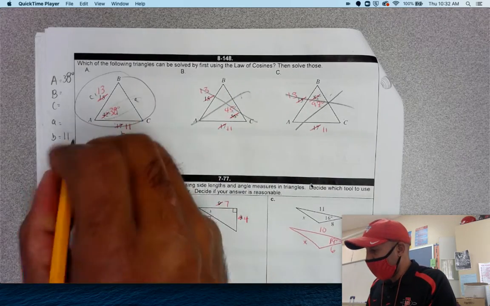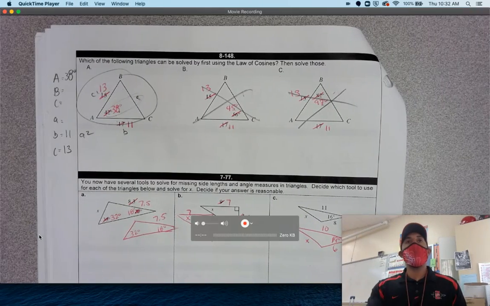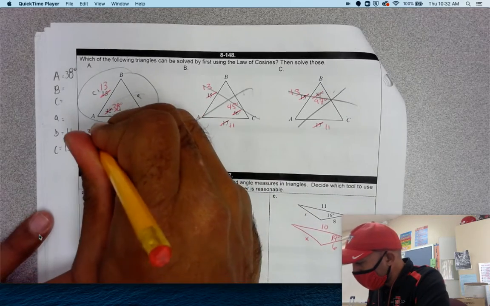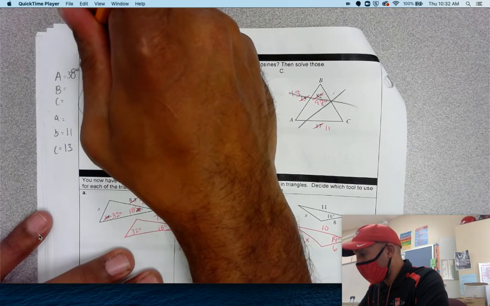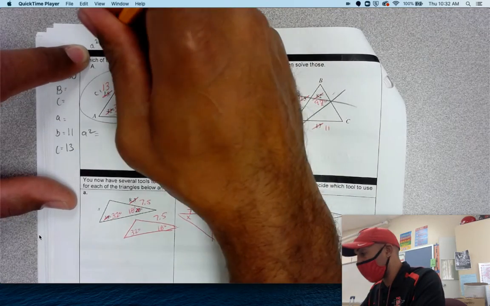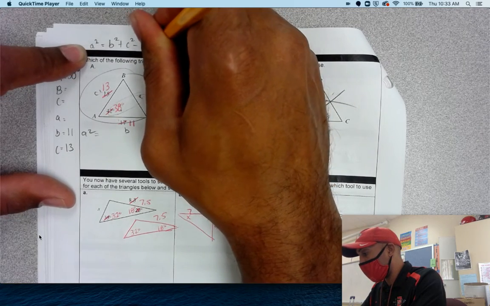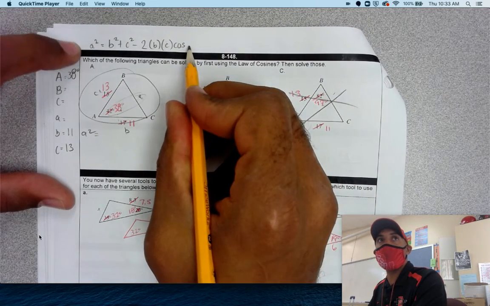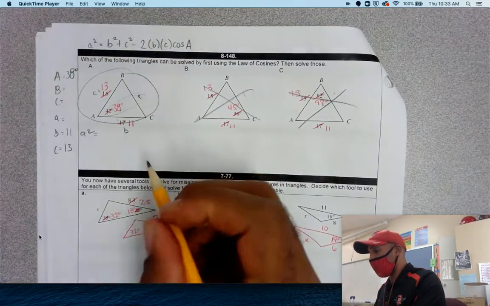Okay, so if we're looking for A, I'm going to put that first. Okay, so we're going to set up with A squared first, because that's the side we're looking for. So that means we're going to have B and C on the other side of the equation. So we'll have B squared plus C squared minus 2 times those same sides, so times B times C, and then times the cosine. Remember, the cosine of the angle should be the same angle across from the side you're looking for, which is A. All right, and we do know that it's 38.